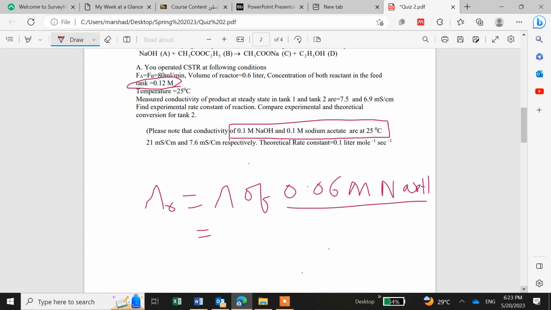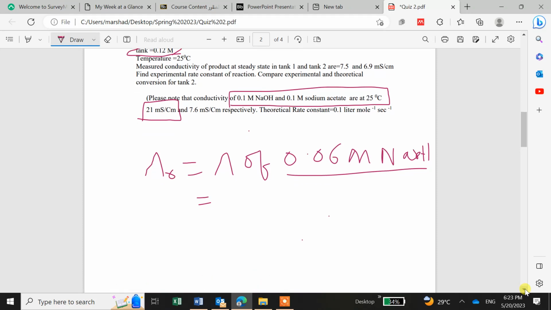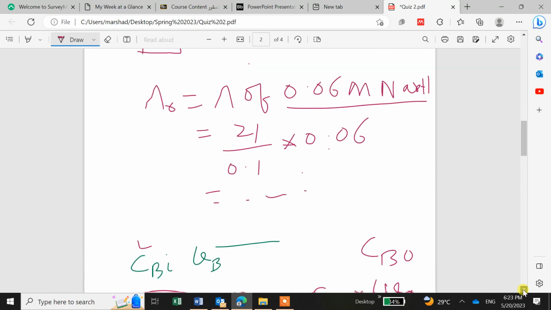So 0.1 molar NaOH has conductivity 21. So 0.1 molar will have 21. So what will be 0.06? So 21 divided by 0.1 times 0.06, right? So this will be your initial conductivity. Now you need to find lambda infinity.